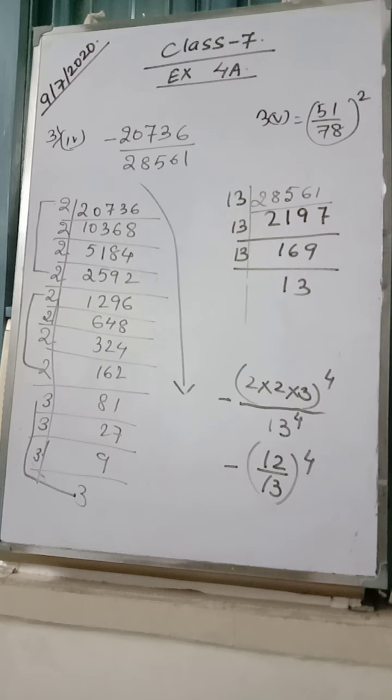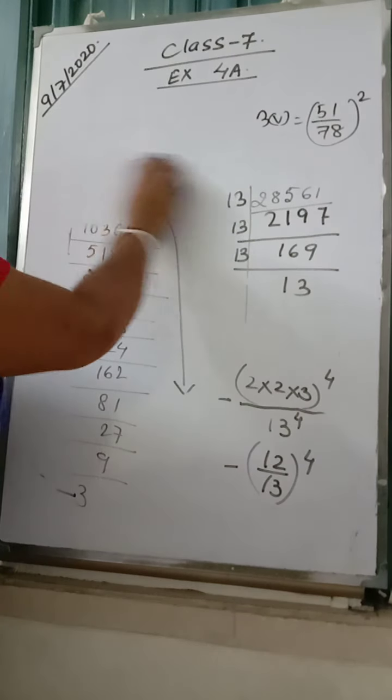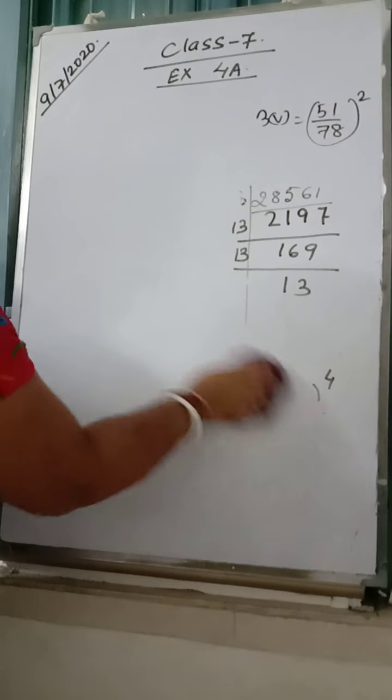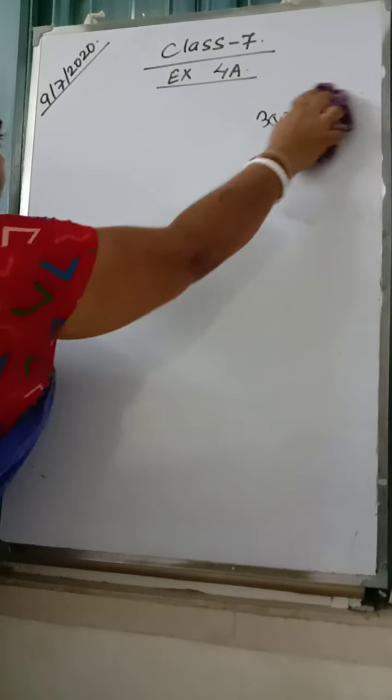Next, we have completed up to 7, so we'll be solving question number 8. Here, we have to write 4096 as a power of 2. So what we are going to do is get the prime factors of 4096. Look at question number 8a.